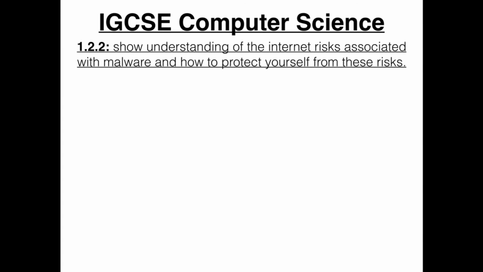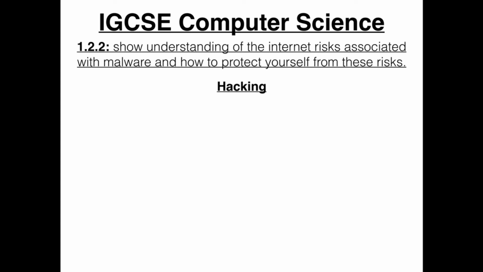GCSE Computer Science. And this is topic 1.2.2. Show understanding of the internet risks associated with malware and how to protect yourself from these risks. So this video is basically 3 syllabus statements put together, and this is just because they're quite short and I thought I could fit them all in one video. So we're going to be talking about hacking, viruses, spyware, and war driving in this video. There's also phishing and pharming, but we'll get to that in the actual security topic, which is topic 1.4. So let's get started.